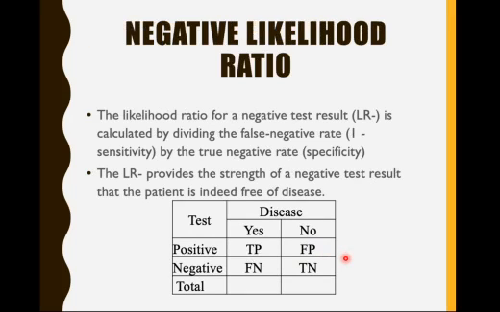Now, we talk of the negative likelihood ratio. The likelihood ratio for a negative test, LR negative, is calculated by dividing the false negative rate, that's also the complementary of the sensitivity. That's why it is also called 1 minus sensitivity or 100 minus sensitivity. So the false negative rate divided by the true negative. Again, this is a little bit difficult. You might get confused. This is a little bit confusing, I should say.